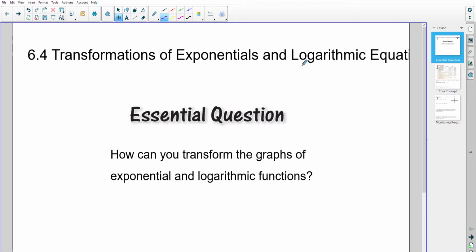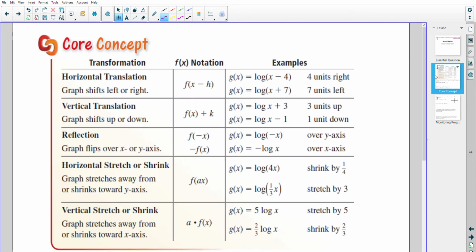6.4 Transformations of log equations. In the previous video, we went over transformations of exponentials. Logs I would handle a little bit differently.